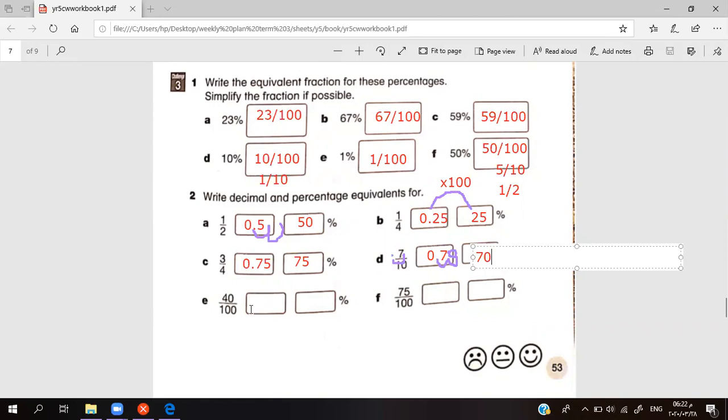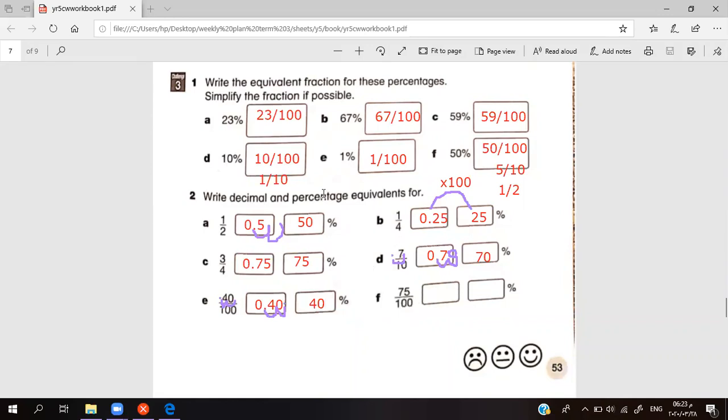Okay. Now, 40 over 100. To turn it into a decimal, I will move my decimal 2 places because it's over 100. So it's going to become 0.40, right? And then to turn the decimal into a percent, I multiply it by 100. So I will move my decimal 2 places. It's going to become 40, but it's 40%.